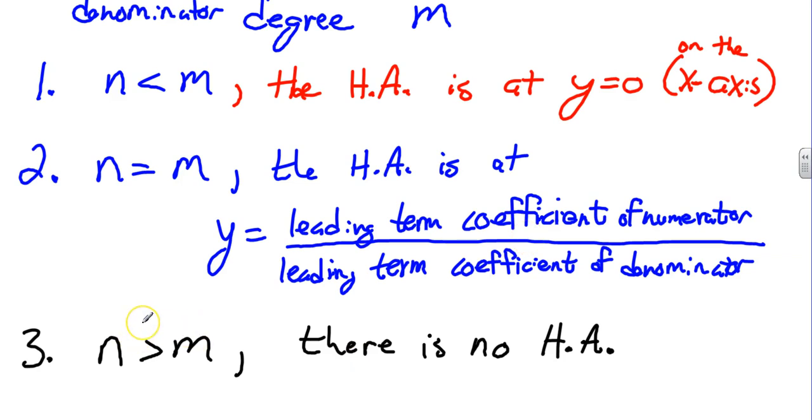This would be a problem where you'd have to go back and do synthetic division, find out what the answer is, and then once you find the equation at the end of the synthetic division, that would be your slant asymptote. And then it takes up a degree of difficulty, and they say, okay, for now, don't worry about it. If the numerator degree is greater than the denominator, there is no horizontal asymptote. That's as far as we're going to go.